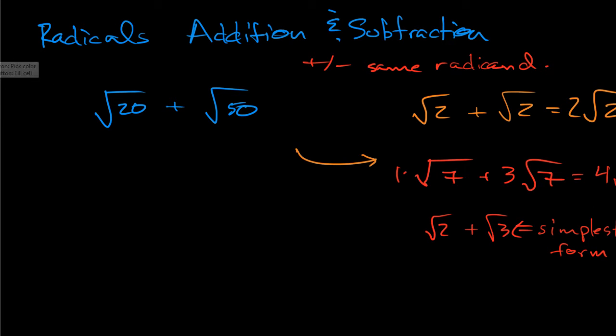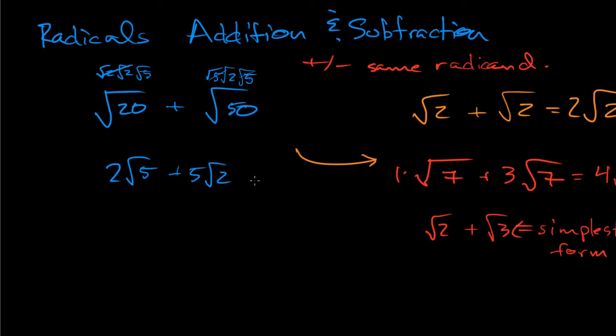Okay, so if I wanted to add the square root of 20 and the square root of 50, I might start by trying to simplify them. The square root of 20 is, let's just think of 20 as 2 times 2 times 5, and 50 is 5 times 10, or 5 times 2 times 5. So this radical has 2 2's in it, which make 2 times the square root of 5. This radical has 2 5's in it, which makes 5 times the square root of 2. And since their radicands are different, that's our answer actually. This is the simplest form. We can't add it.